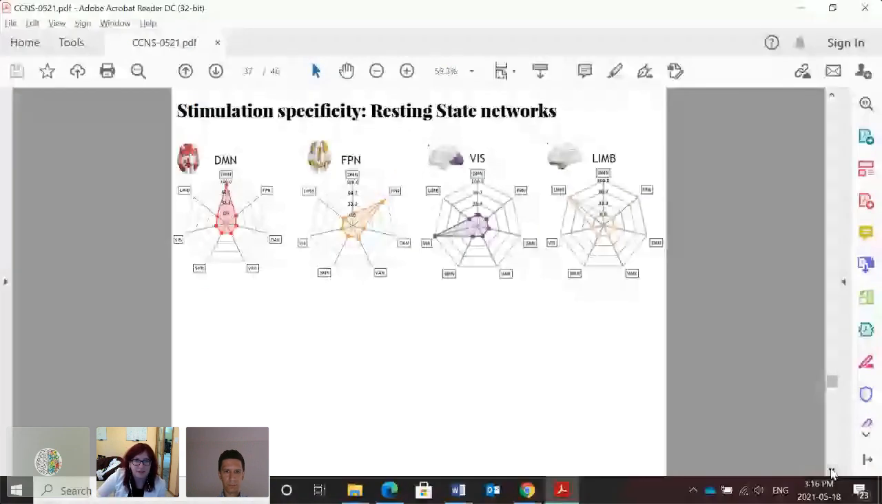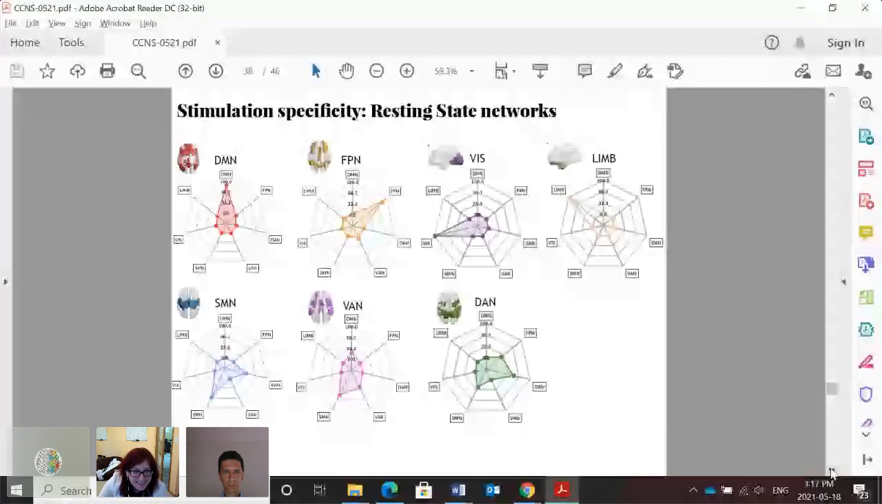So we looked at the specificity for all resting state networks as well. Overall, it was very high, especially for the ones we're looking at. Default mode was 88%, frontal parietal 84%, visual was the best with 98% specificity, and limbic 97%. Next slide. I think it's struggling to load these images. Hopefully you can see them well enough.